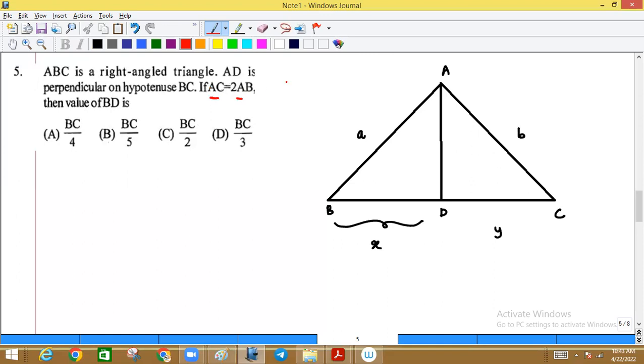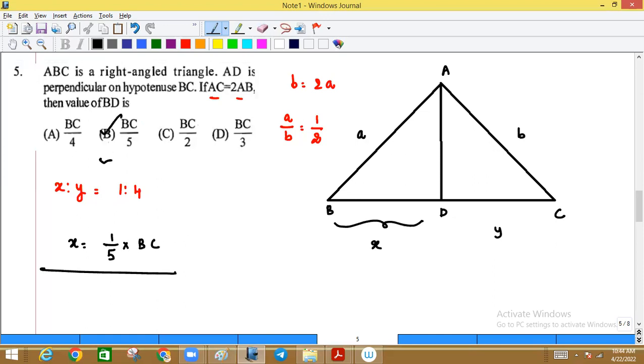AC and AB. So AC is b, and b is equal to 2 times a, which means a by b is equal to what? You remember x is to y is equal to a square is to b square, so it is 1 is to 4. Can I take it? So I'll take x as having 1 part out of 5 parts of BC. So it is how much? BC by 5. Yes or no?